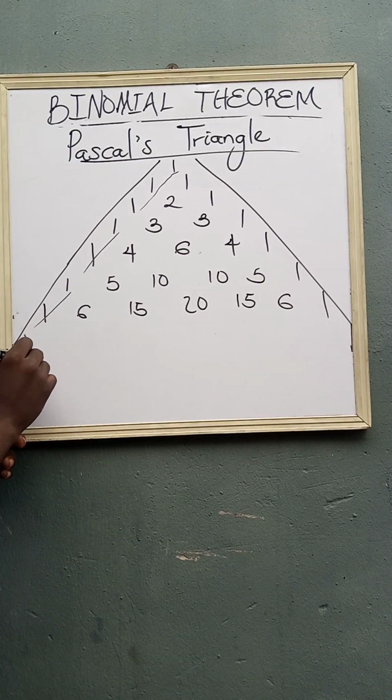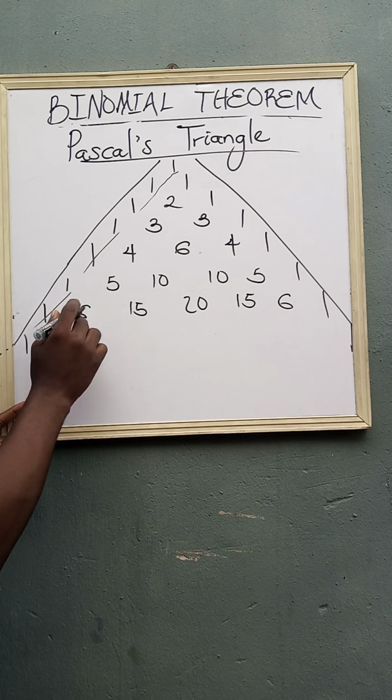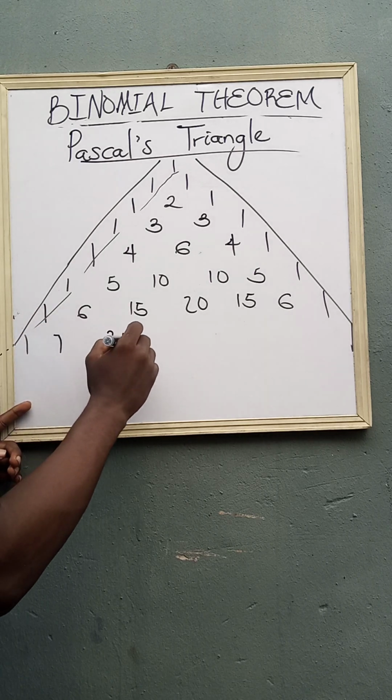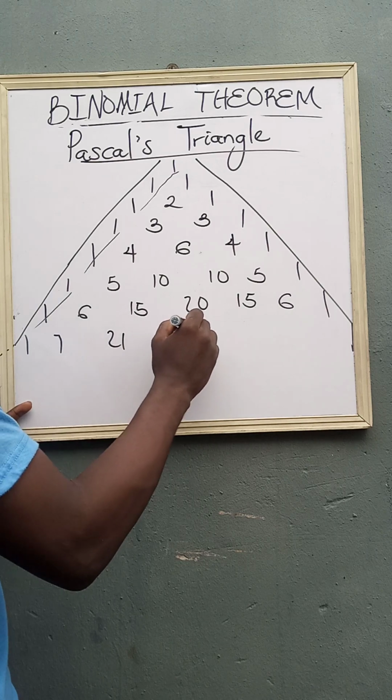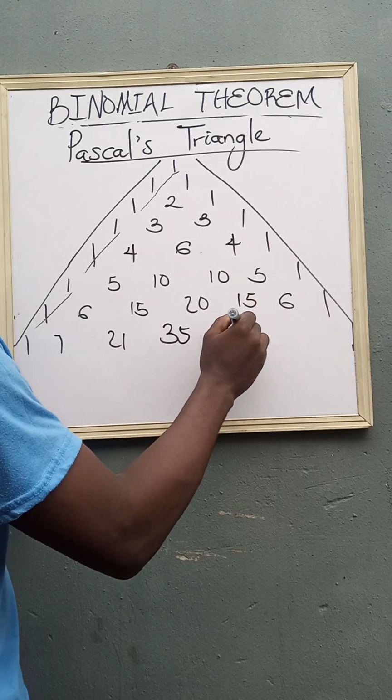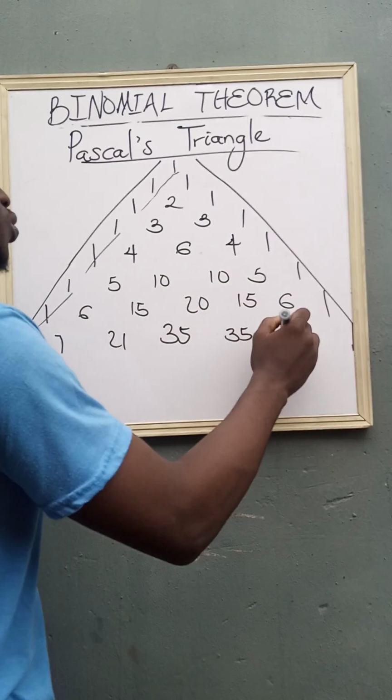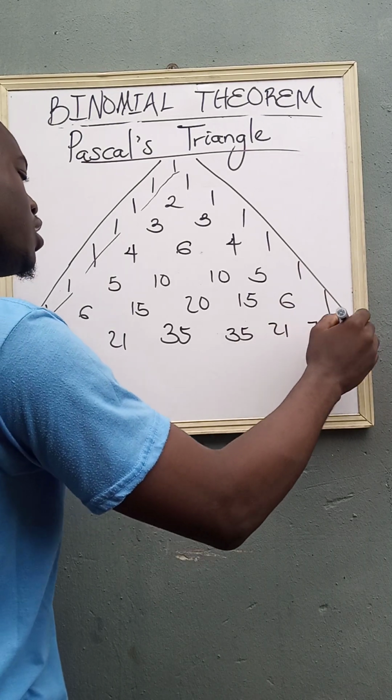Moving on, start out with 1. 1 add 6 gives 7. 6 add 15 gives 21. 15 add 20 gives 35. 20 add 15 gives 35. 15 add 6 gives 21. 6 add 1 gives 7, and end with 1.